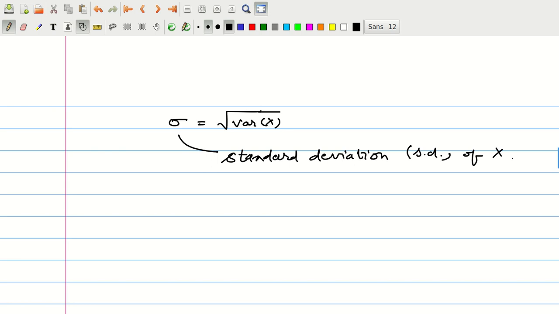Which is a measure of the spread of the random variable around the mean value. So it's a measure of the spread. It signifies the spread of the random variable around the mean.